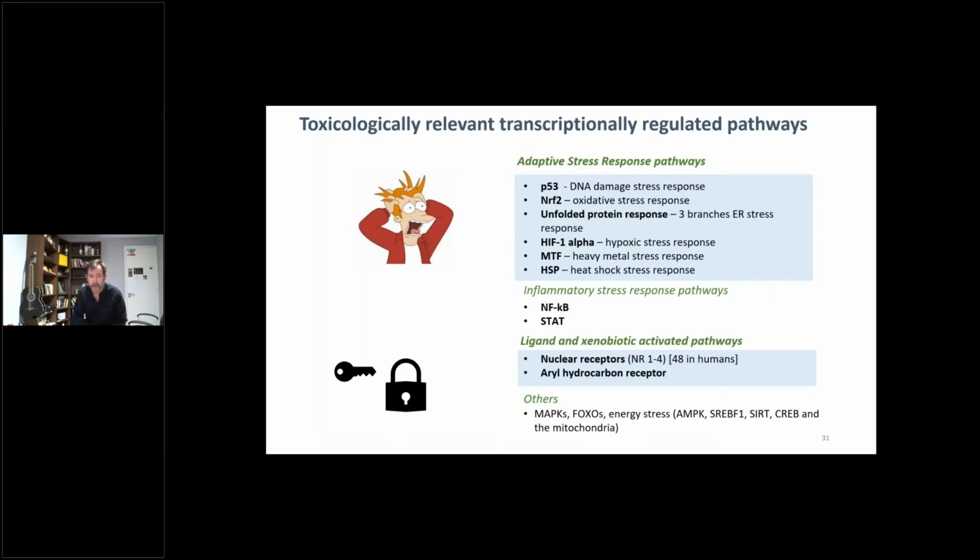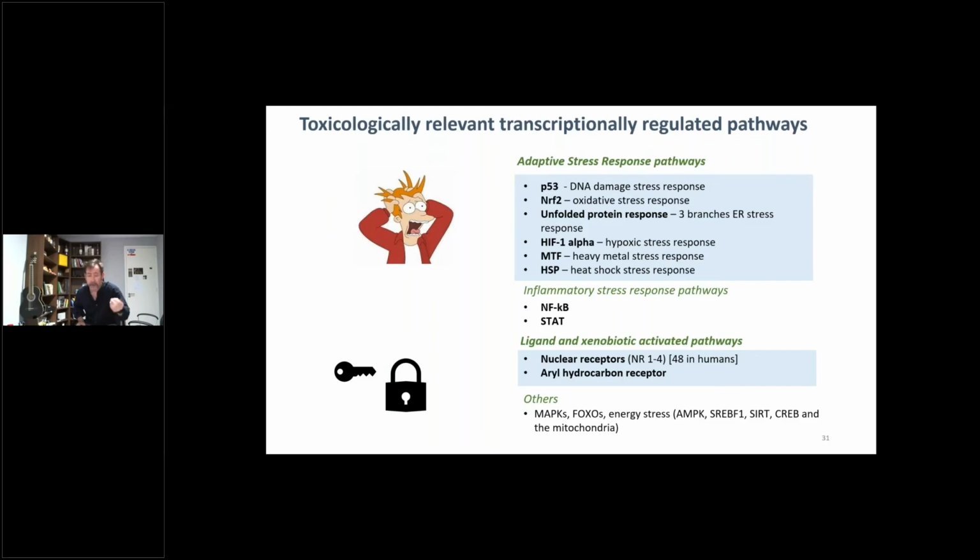So these are just some examples of adaptive stress response pathways that you might or might not have heard of. So p53, NRF2, the unfolded protein response, the metal stress response, HIF1 alpha. Then we have ones that are different. They're inflammatory stress responses. They're driven by NF-kappa B and STAT. And then we have ligand and xenobiotic activating pathways where the drug actually acts as the agonist. So the drug binds a receptor and turns it on, or is an antagonist to it.